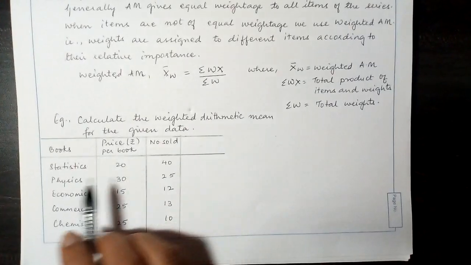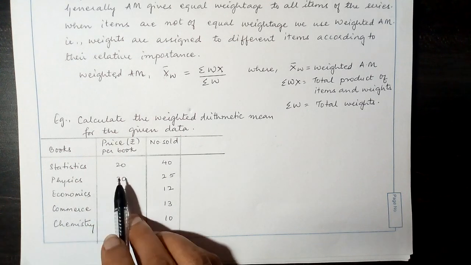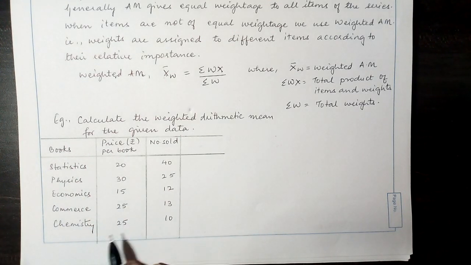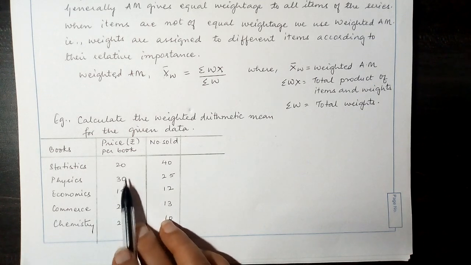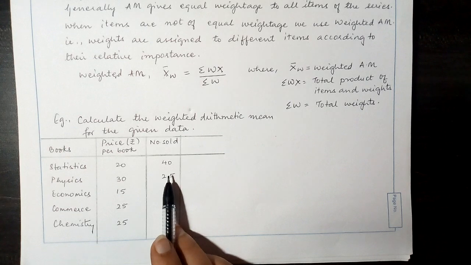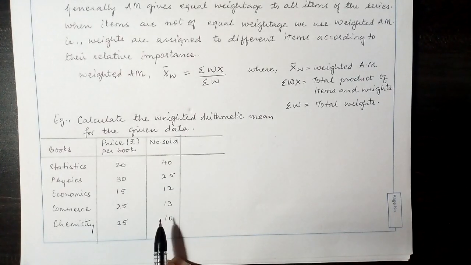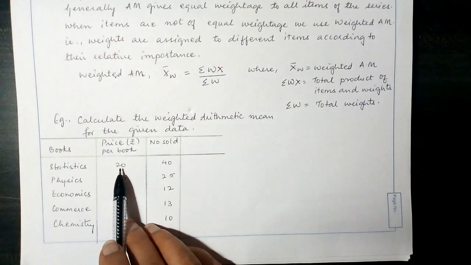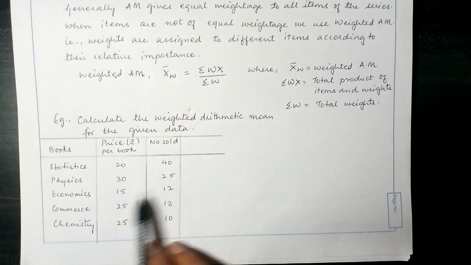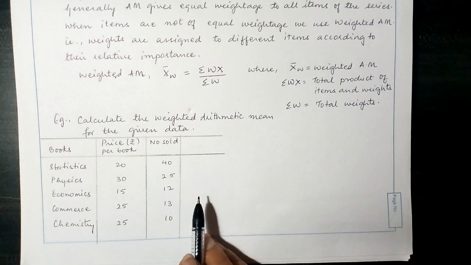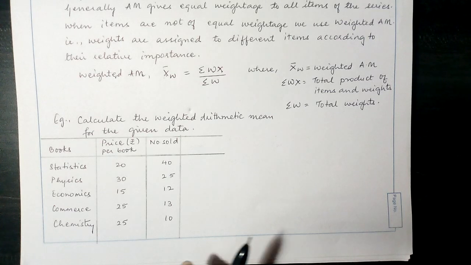Now we are given books and the prices of the books and the number of books sold. If let us say the price of the books is the same, one condition. Second condition, if the number of books sold is the same, then it would be nothing but the average mean. But here the price is also different and number of books sold is also different, isn't it? So we will now try to find out how to find the arithmetic mean.